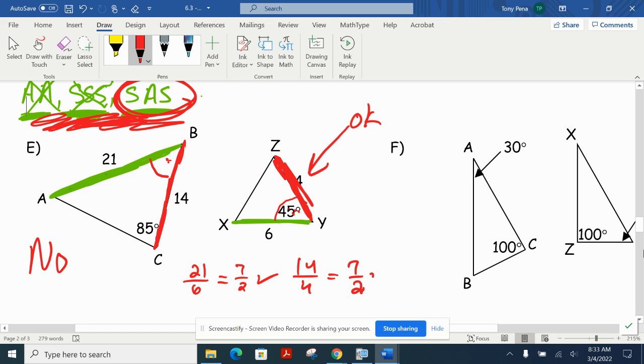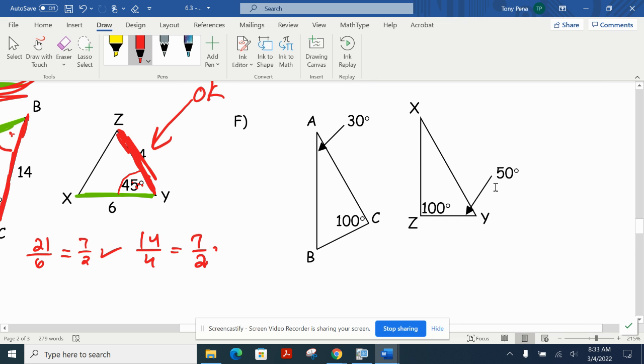Okay. All right, last one, F of these. So say yes, and then use one of the 3, or say no.